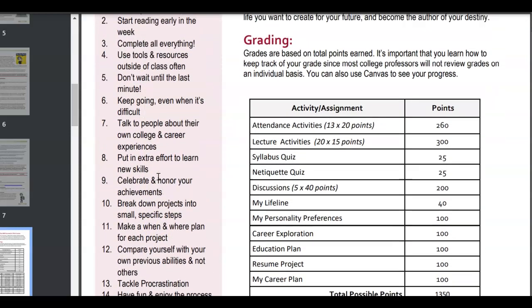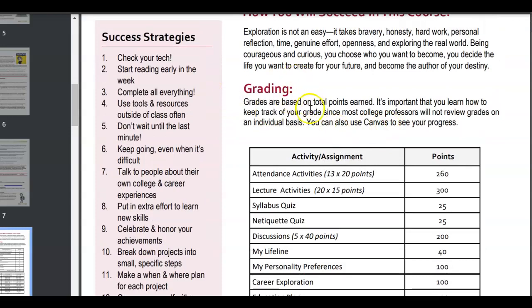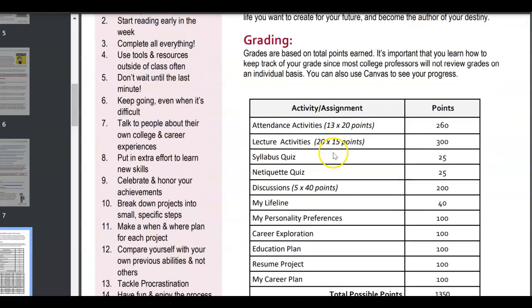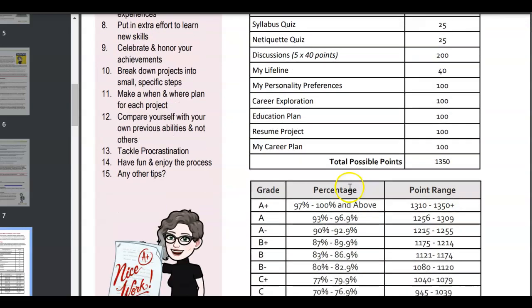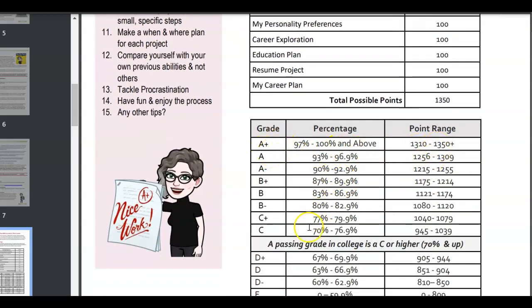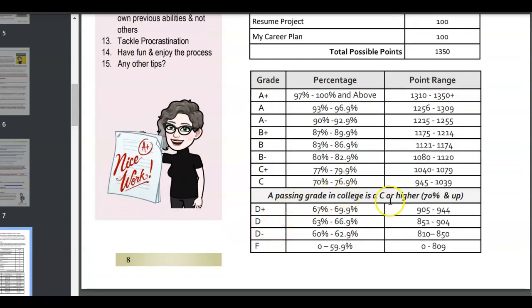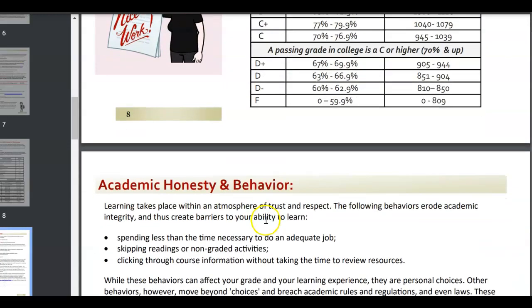And they're listed here. This is the grading for our class. It's on this page 2. I have all the points added up here, and it totals 1350. And then here's the percentages. So if you look here, I want you to notice that a passing grade in college is C or higher. This is also a question in your syllabus quiz, okay? So a passing grade is C or higher. So there's C and C+. There are no C minuses in college. And anything below a C is considered failing. You'd have to repeat the class.